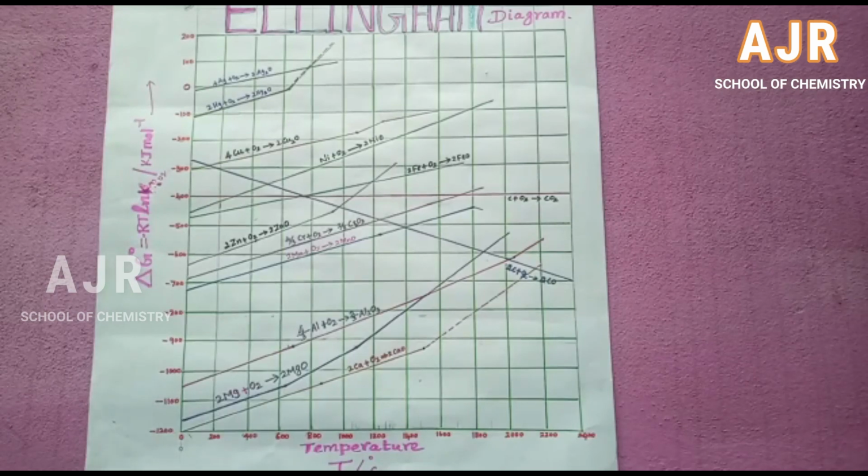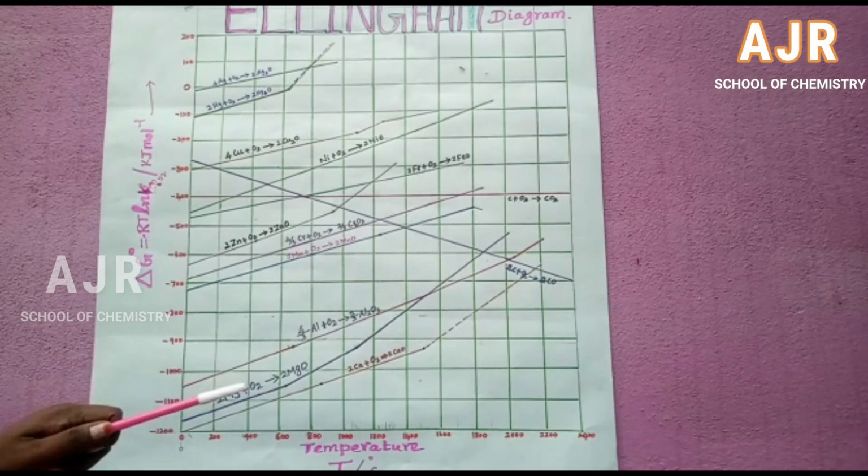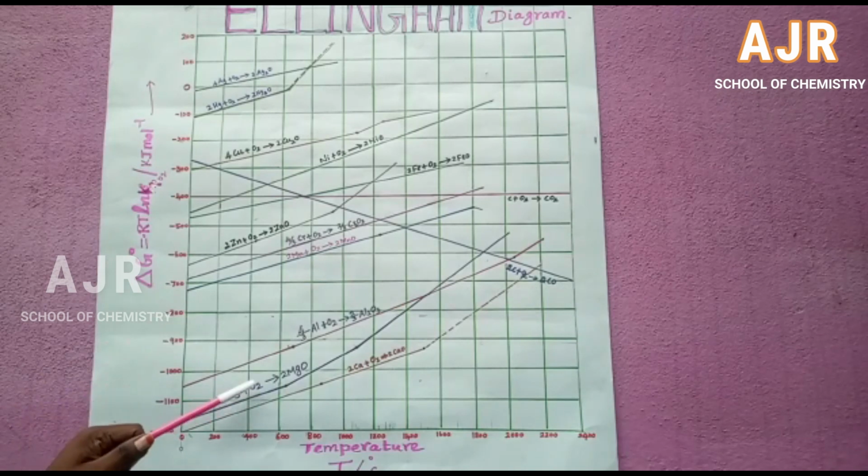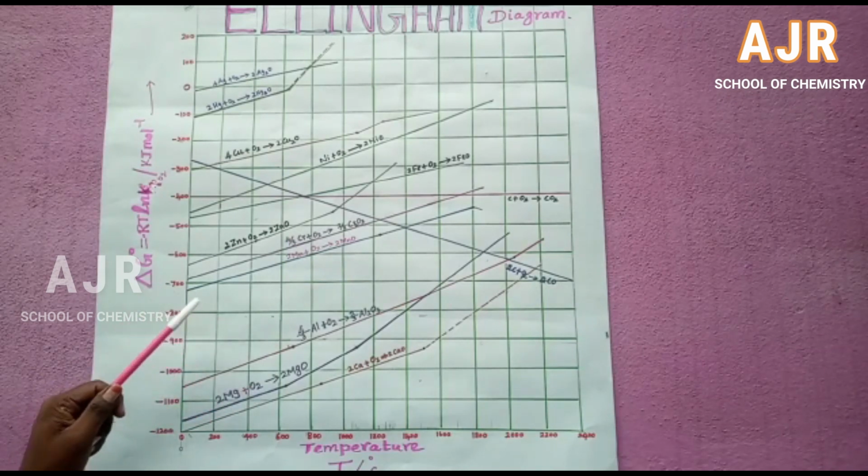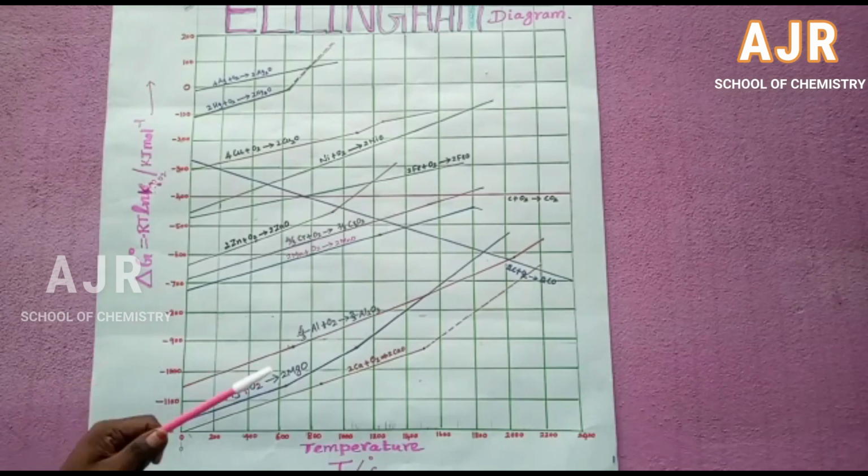Application number 2. Ellingham diagram is used to predict thermodynamic feasibility of reduction of oxides of one metal by another. So what is the use of Ellingham diagram? It is used to predict thermodynamic feasibility of reduction of oxides of one metal by another metal. Any metal can reduce the oxides of other metals that are located above it in the diagram.